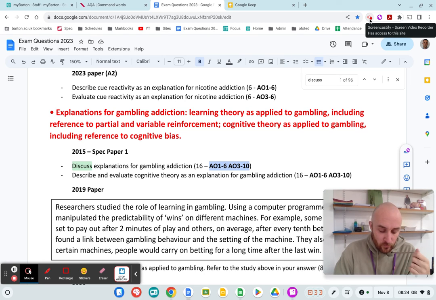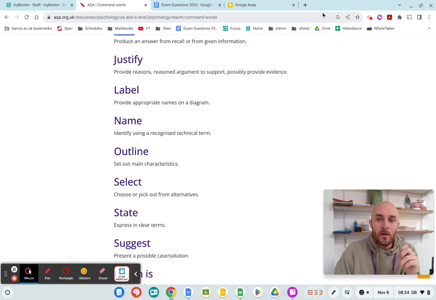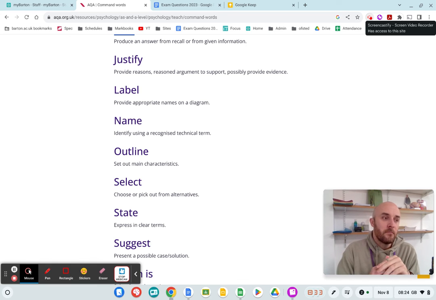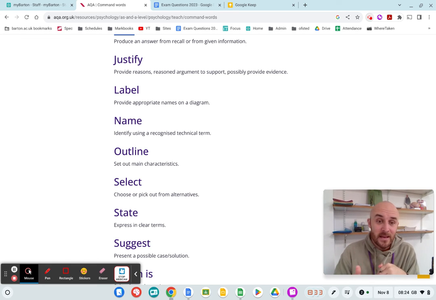Anyway, I will try to remember to put the command words on. It is worth reiterating here: the mark scheme will be based upon the command word. If you are asked to describe, you will have to give detail. If you're asked to outline, you won't be required to give that much detail. So stick to the command words. AQA put a hell of a lot of effort into writing the correct answers and the command word, so make sure you are directly responding to the command word in the question.